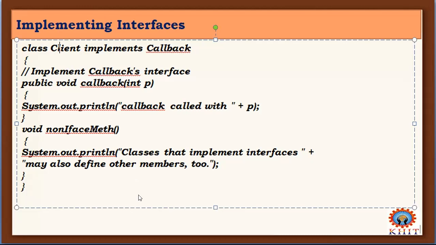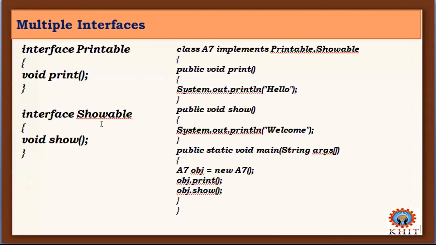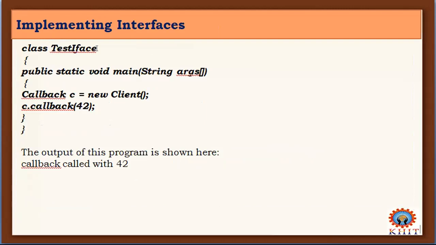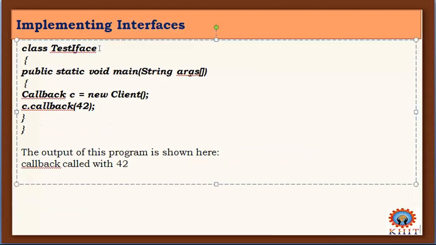So the main program is something like TestIface. I wrote a main program called TestIface, and in it a main method. After that, this is very important here. Callback c. So what is Callback here? Callback is an interface. Callback c is equal to new Client().